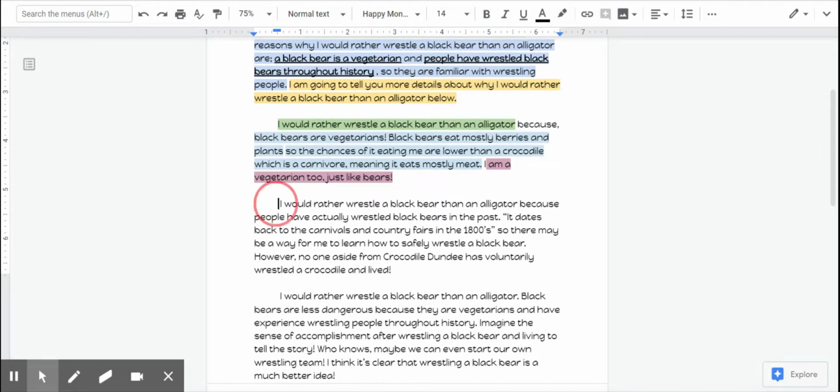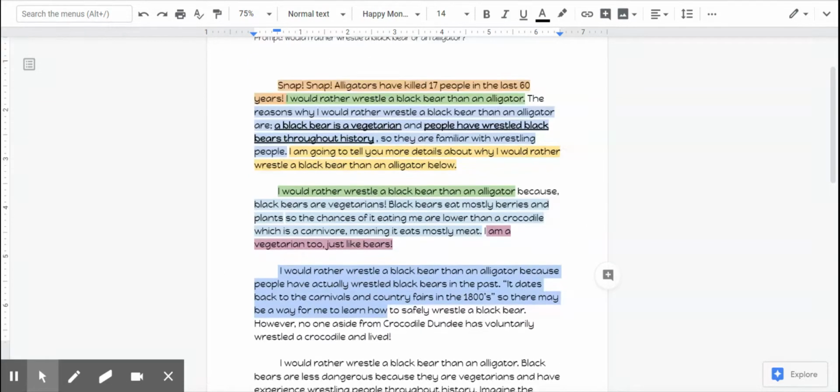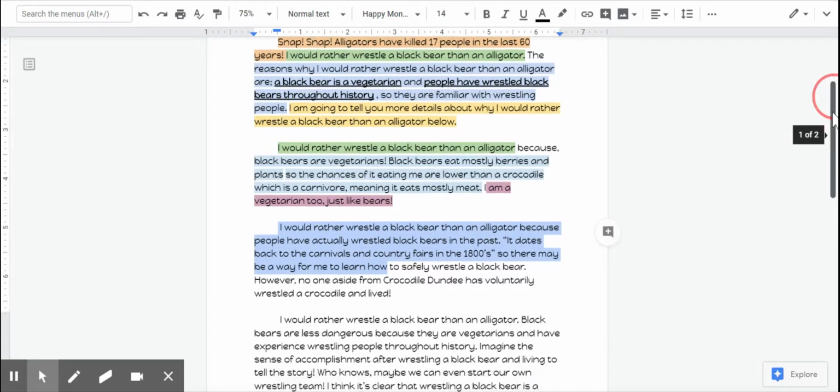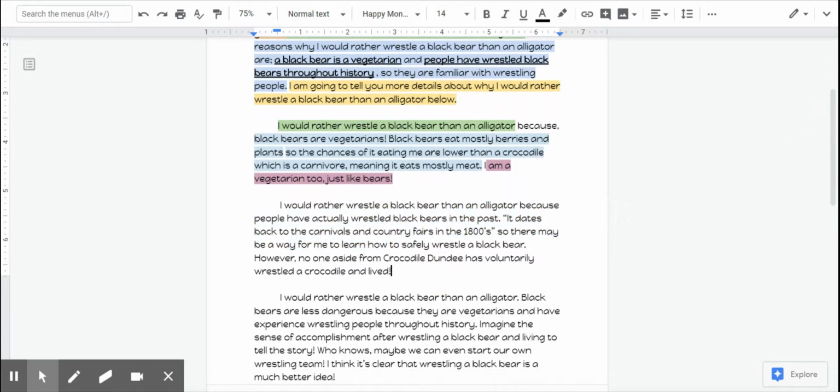Now, my next paragraph is going to be all about my reason number 2. And if you go back up to your intro, my second reason was that people have been wrestling black bears throughout history. So I'm going to start my first paragraph by restating my claim again. See, I would rather wrestle a black bear than an alligator. It's the exact same thing right here too.